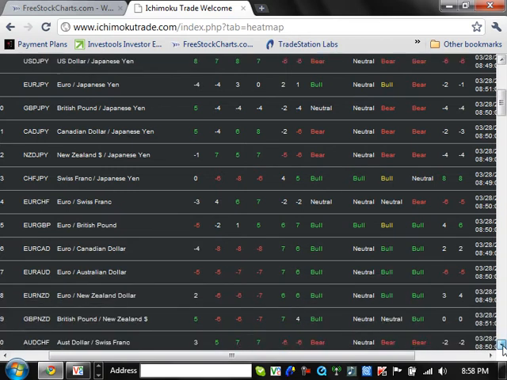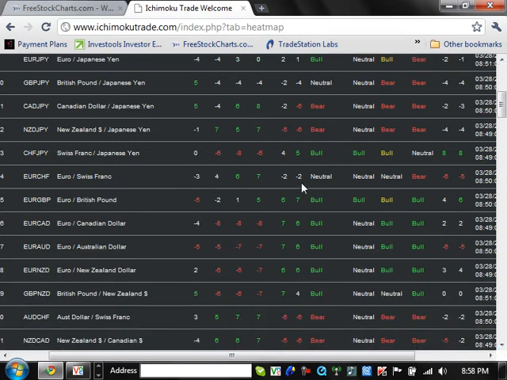Let's flip down more. Euro Swissy, nothing really there. Euro pound, look at this, got stronger here but weaker on the weekly, so that's not good. Sorry, it got stronger on the weekly, so that is good there. We'll definitely look at the euro pound. Euro CAD got a little weaker, that's not good. Euro Australian got weaker, so the euro kind of took a hit last week, it seems.